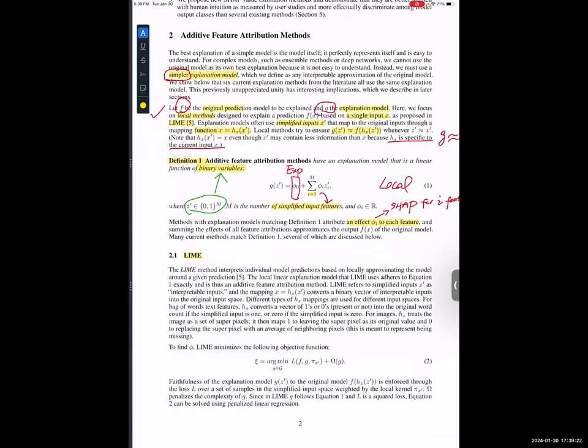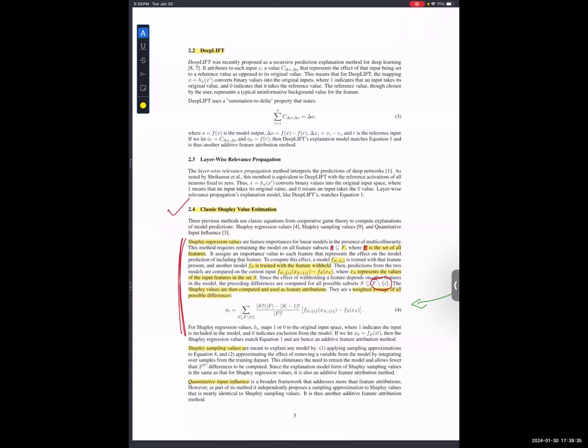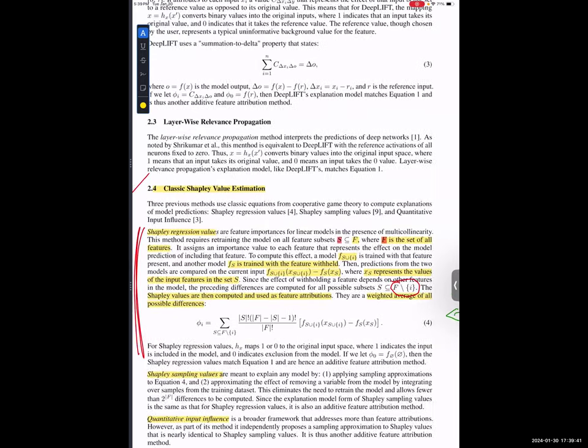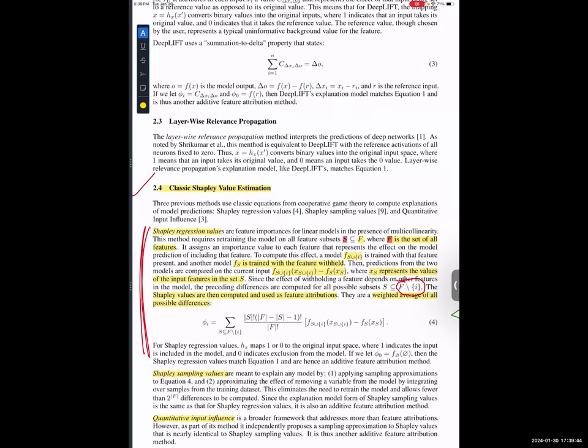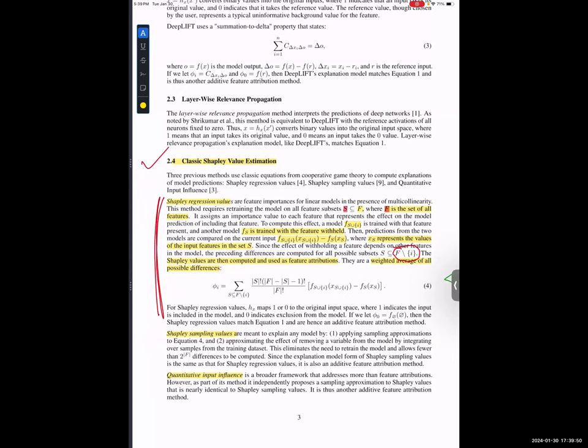Before this paper, apparently there were other methods like the LIME method, the so-called DeepLIFT method, the layer-wise relevance propagation method, and also the classical Shapley value estimation, which looks like it is based on mathematical combinatorics theory.